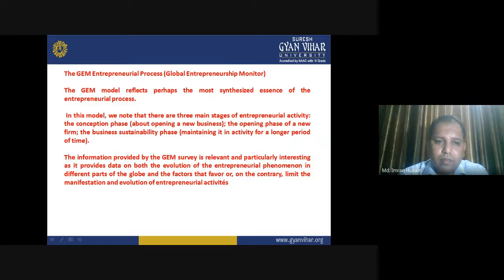period of time. The information provided by the GEM survey is relevant and particularly interesting as it provides data on both the evolution of the entrepreneurial phenomenon in different parts of the globe and the factors that favor or, on the contrary, limit the manifestation and evolution of entrepreneurial activities.